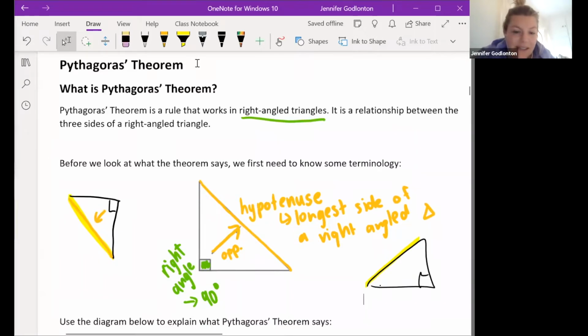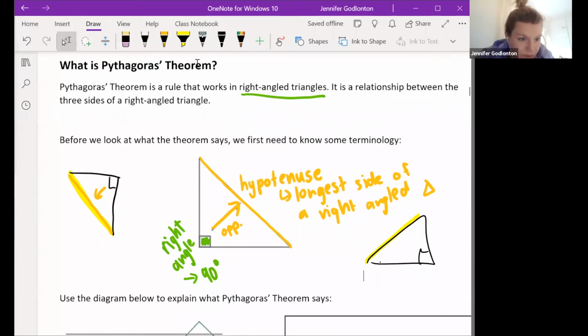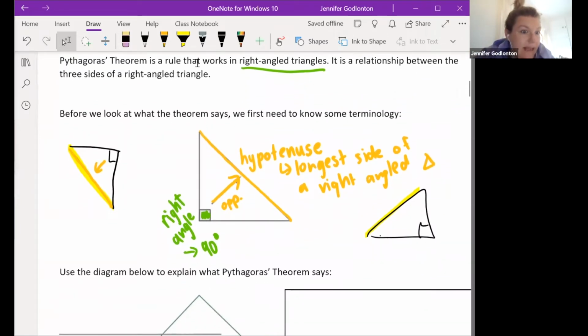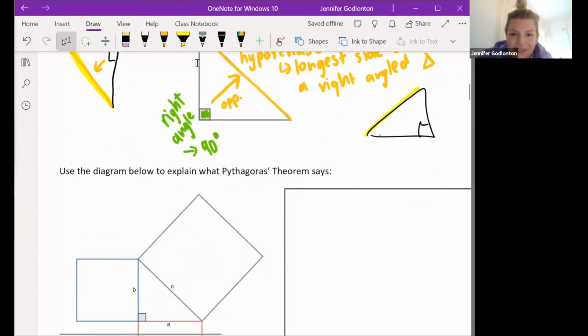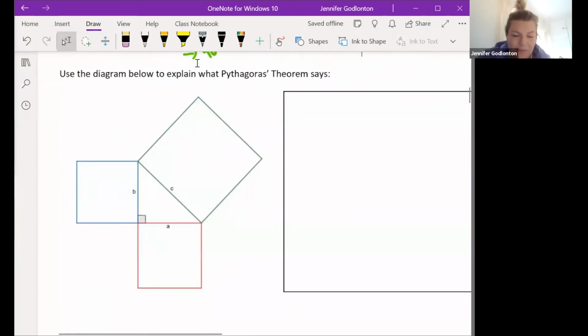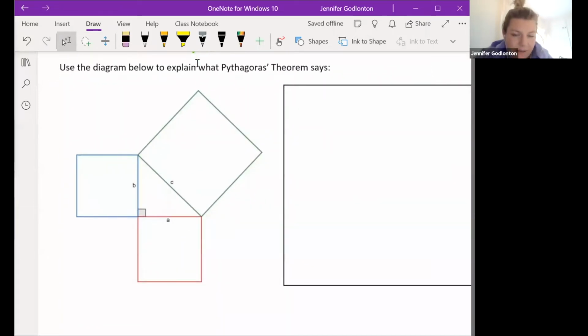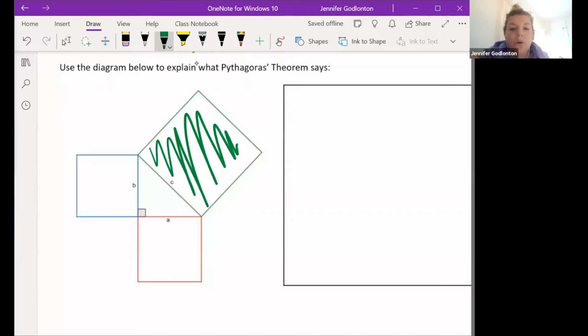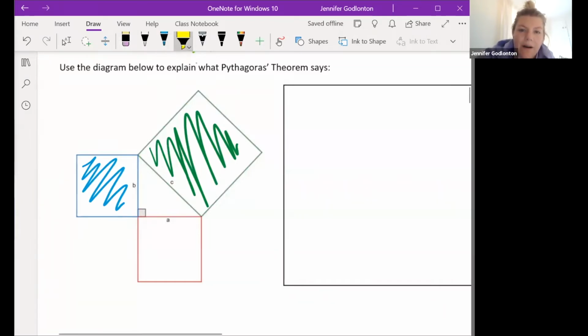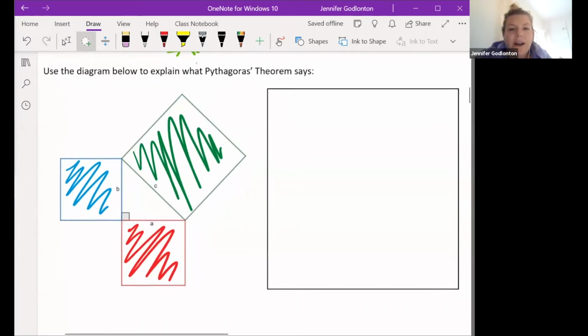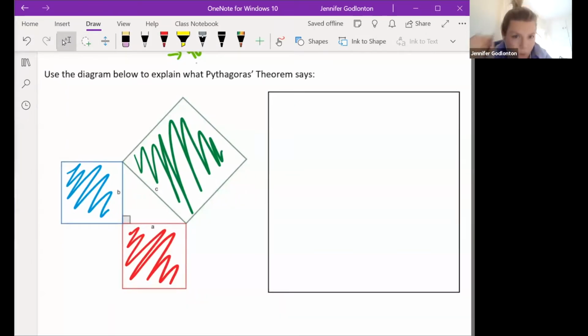Okay, so that is basically just that. That's what we can use. Pythagoras' theorem uses this idea of squares. His idea was that this area over here, so this green area, if I worked out that area, it would be equal to the area of this blue square plus the area of this red square over here.